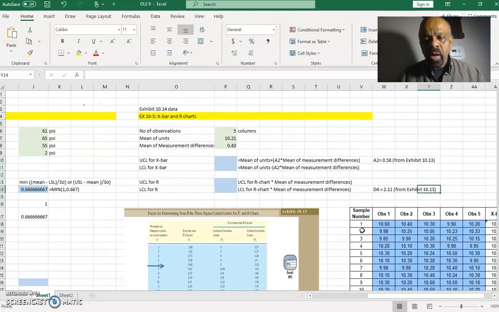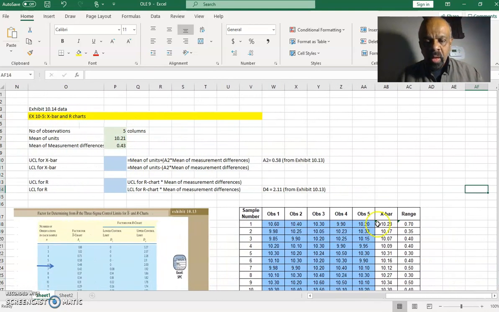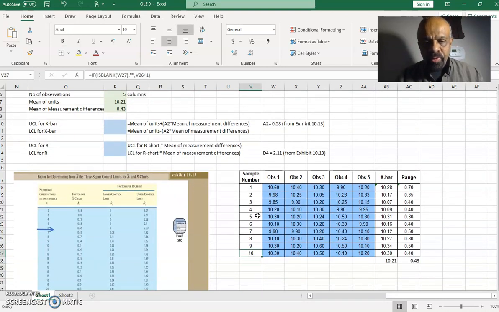Let's look at the X bar chart and R chart. I have this data here. I have sample numbers. I'm taking about 10 samples, and there are 5 observations. I get this X bar. X bar is equal to the average of this. Range is going to be equal to the highest number here minus the lowest number, which in this case is 10.60 minus 9.90, which is 0.70.